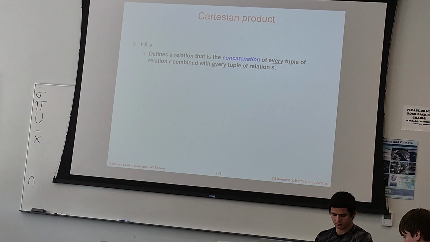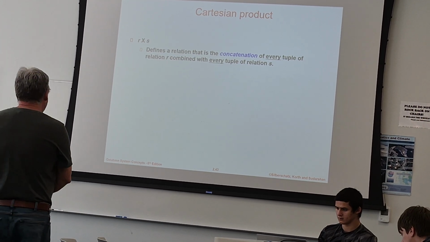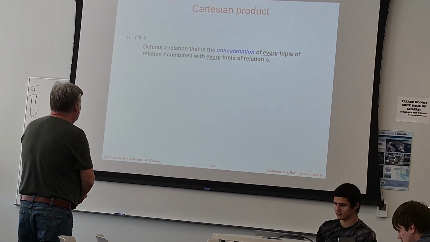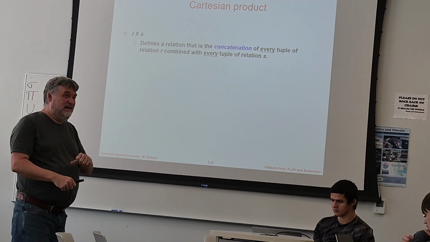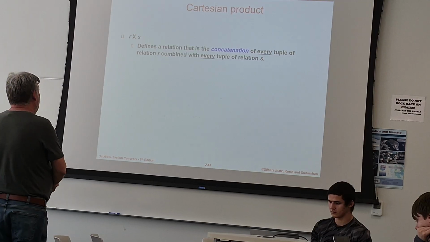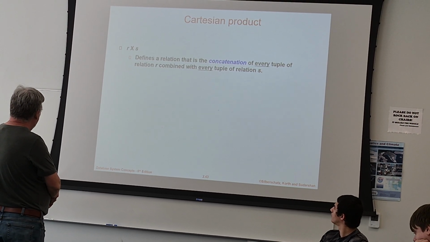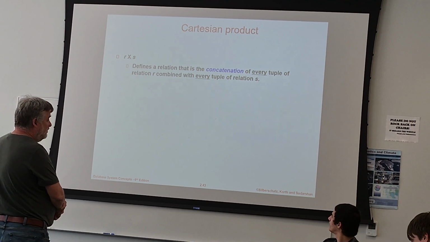All right, so R cross S, our Cartesian product, is going to define a new table that is a concatenation, and what the author means is a horizontal concatenation, as we've established already, of every tuple, every row in table R, combined with every row in table S.